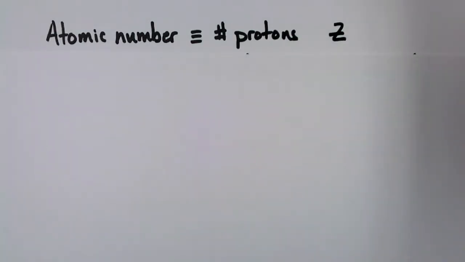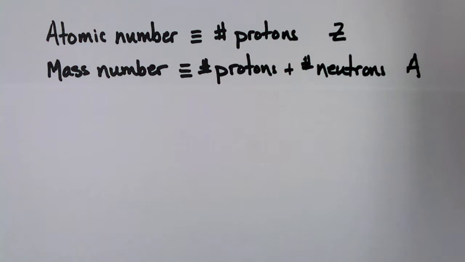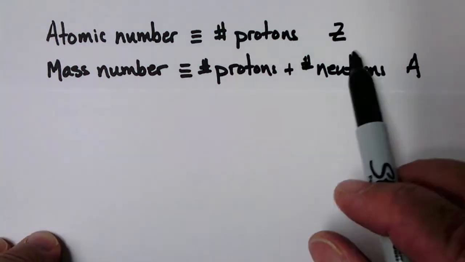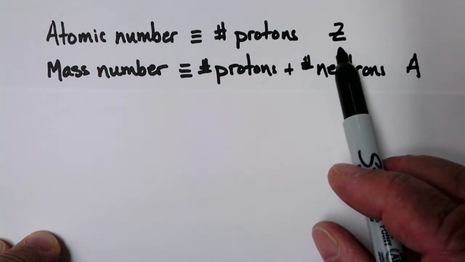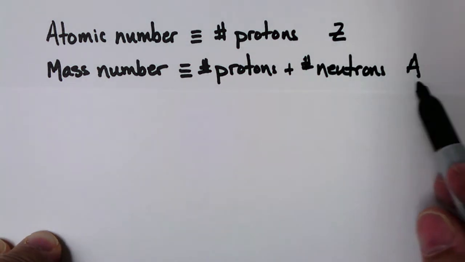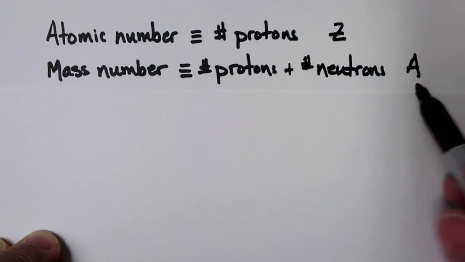In addition to the atomic number, there is the mass number, which is the sum of the number of protons and the number of neutrons in the nucleus of an atom. These together are called the nucleons. The atomic number is symbolized with a letter Z, and the mass number is symbolized with the letter A.